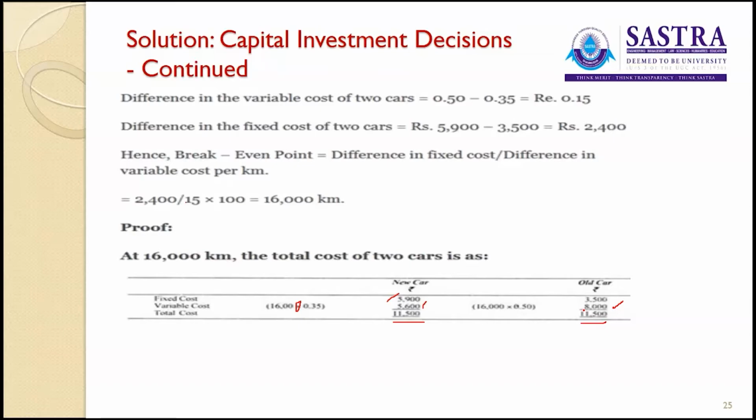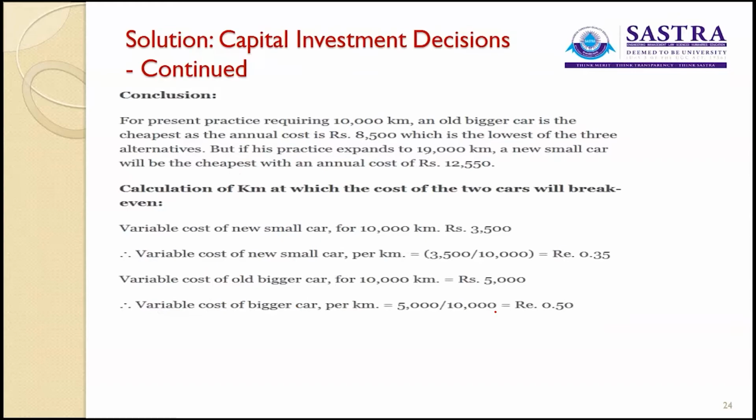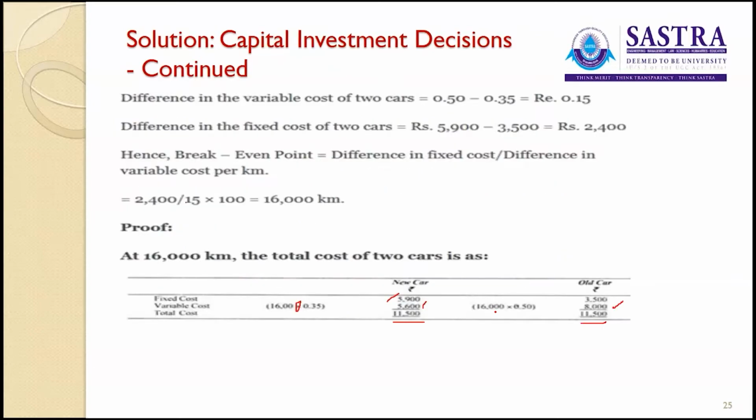So when we are going to have a practice for 16,000 kilometers, either the new car or your old car, the cost of using your old car or a new car is said to be the same. But when we come to the 10,000 kilometers, the big car is beneficial. When you go for 19,000 kilometers, the small car is said to be beneficial. But when we go for 16,000 kilometers, both the cars are the same. This is the way we are going to decide.